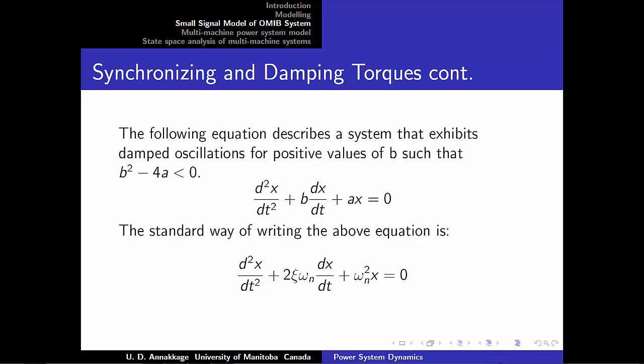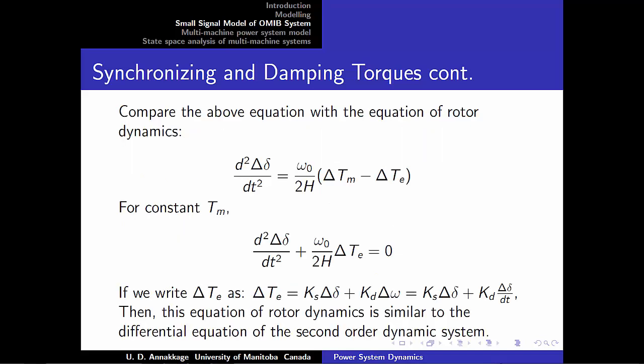We can show that the equation of rotor dynamics of a synchronous machine has the same form. For small changes of delta, Tm and Te, we can write the equation for rotor dynamics as the second derivative of delta delta equals omega naught over 2H times change in Tm minus change in Te. For constant mechanical torque, delta Tm is equal to 0, and we get this second equation.